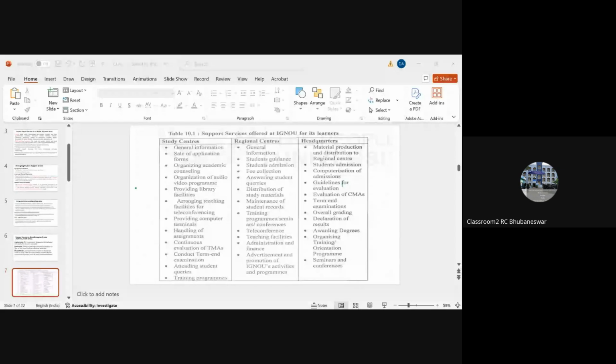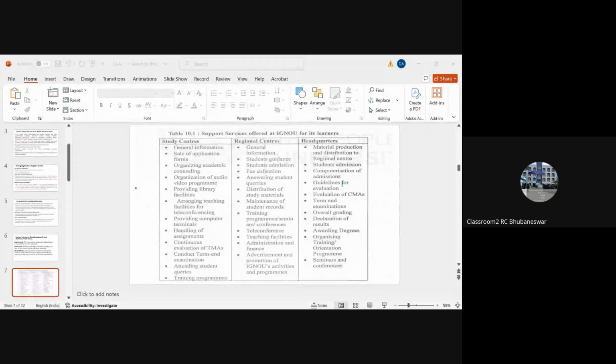Filling fees, answering students' queries, distribution of study materials, maintenance of students' records. It is very important. Every record is maintained by the regional center about the student in different programs. Seminar, conference, workshop are to be organized, teleconferencing, teaching facilities, administration and finance, advertisement and programs of IGNOU activities.